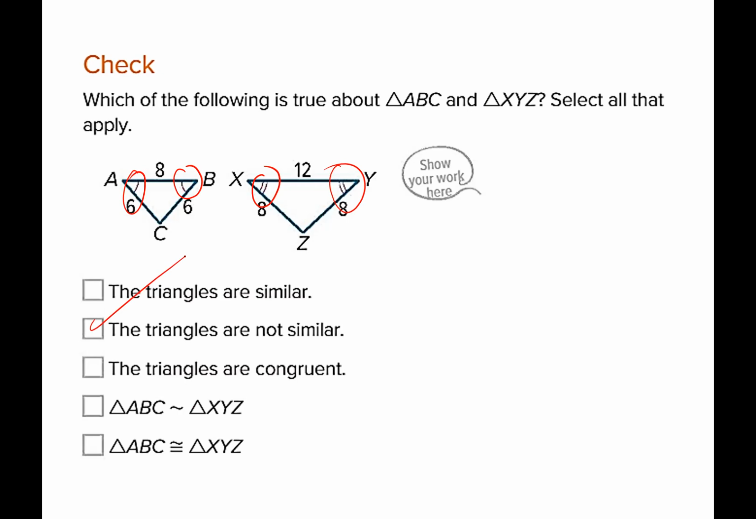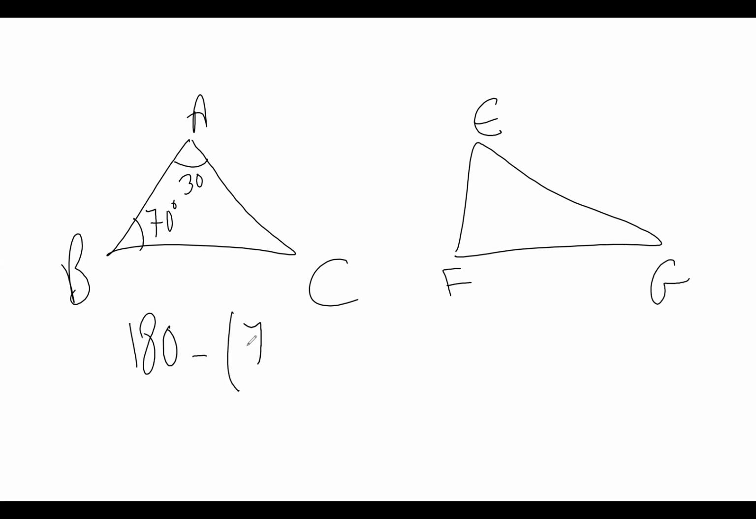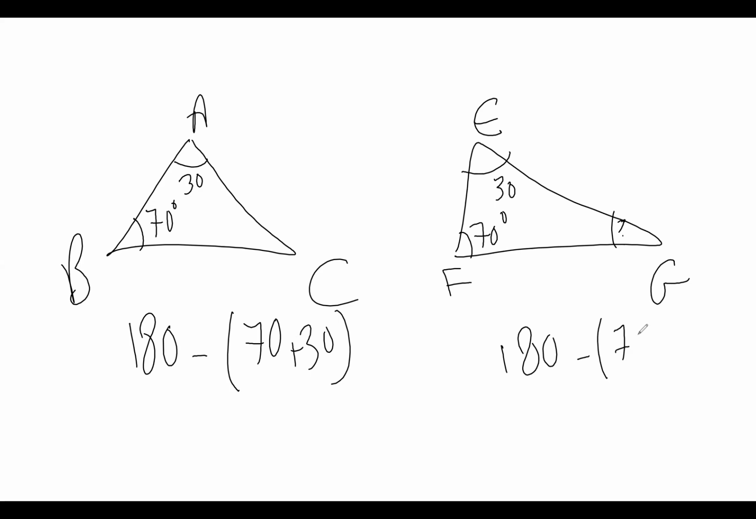Look here, guys. If I have this triangle ABC, this one is 30, this one is 70. How to find the third one? It is 180 minus (70 plus 30). Also, in this triangle, this one is 30, this one is 70. So how to find this angle? 180 minus (70 plus 30). So here it will give you 100 and here it's 100.